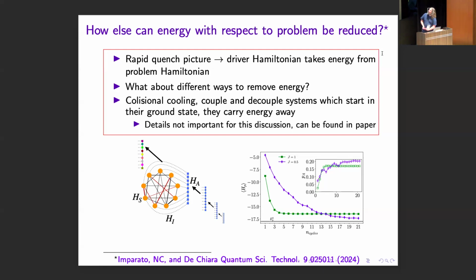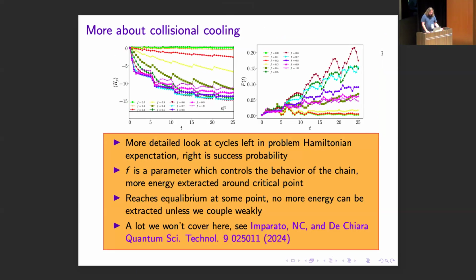There are many details in this paper that I don't have time to go through, but this is the basic concept of this collisional cooling scheme. If you do this, you can plot the expectation of the Hamiltonian or success probability, and you can see success probability goes up, and energy goes down. You can see things kind of plateau.